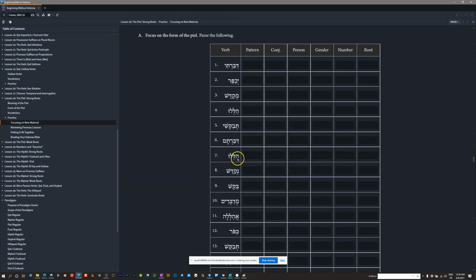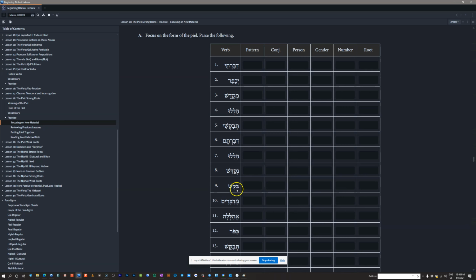Number 7, again, we've got the R1 hirik, so this is going to be a perfect version of the Piel. The fact that I have a hirik tells me Piel. That's confirmed by the R2 dagesh. So this is going to be Piel perfect, 3cp. Number 8, it's a little bit trickier here, but I've still got a prefix letter with a schwa. So I immediately know this is Piel imperfect. And then the nun also tells me that it's a 1cp, because that's the letter that gets used in the prefix for the 1cp.